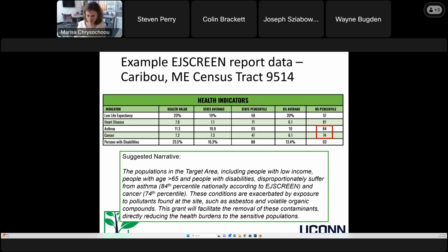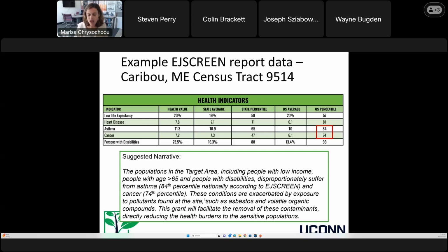Okay, so that means that you can use both numbers and you can write the populations in the target area, including people with low income, people with age more than 65, and people with disabilities. These are sensitive populations that we determined in section 1. They disproportionately suffer from asthma. The whole population is at the 84th percentile nationally, according to the EJ screen, and cancer 74th percentile.